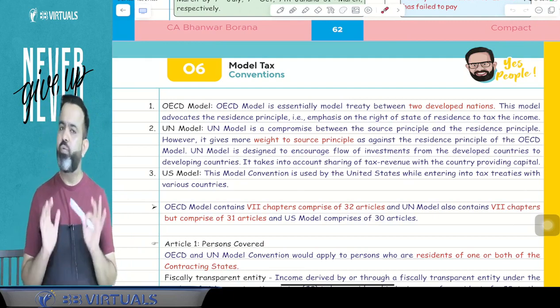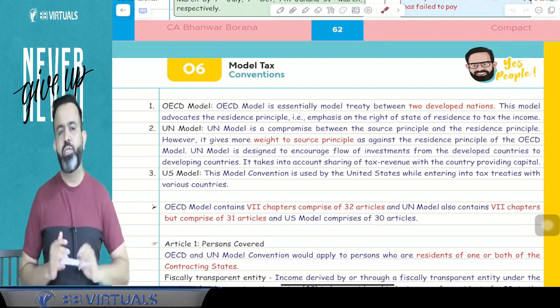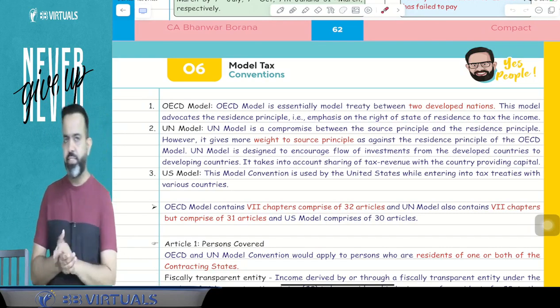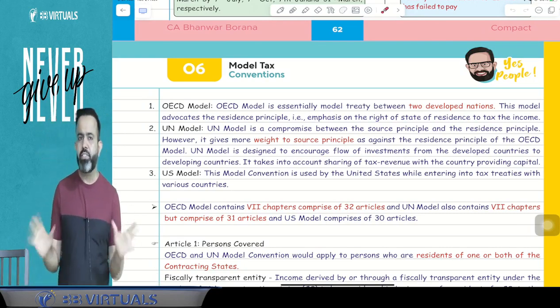So for that purpose, you will get today only the last lecture of non-resident taxation. That will also be a recorded lecture. So you will get the recorded lecture related to non-resident taxation.